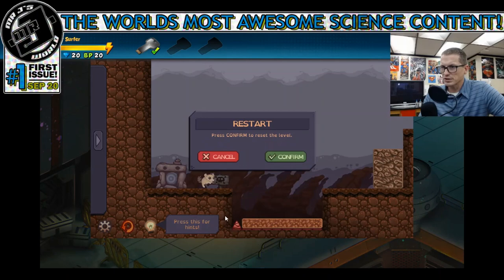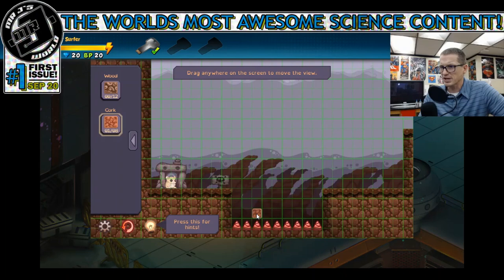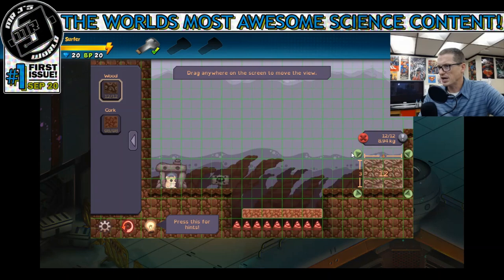Press right, confirm to reset the level. Let's put the cork at the bottom again. I'm okay with that. He jumped pretty far. I wonder if I can go higher. I'm just going to go with the same choice. All right, the wood, 4x3 was too tall. So let's go 4 this way and 3 up. Let's try it that way.